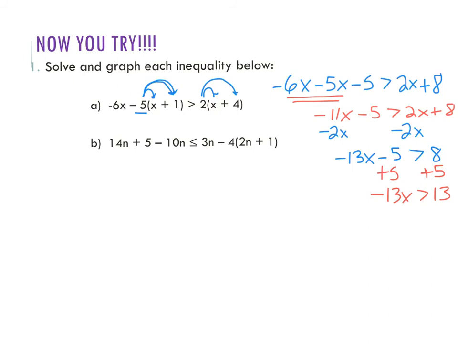And then last step would be to divide by negative 13 on both sides. Now remember, here we're dividing by a negative number, so we have to flip that sign. So our answer would be x less than, well, 13 divided by negative 13 would be negative 1. So this is the solution you should have got for the first one.